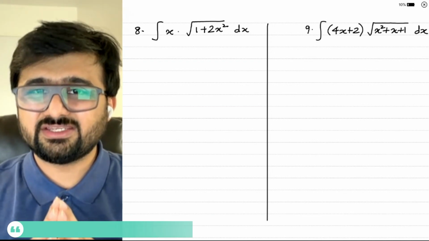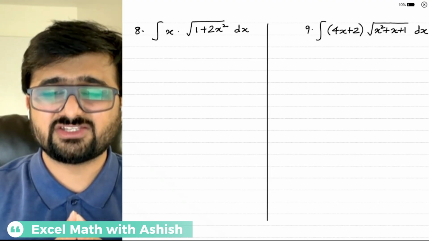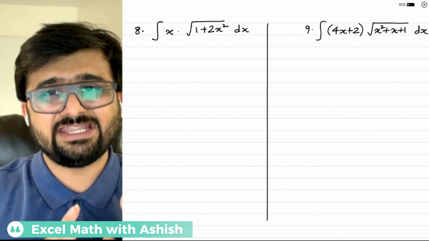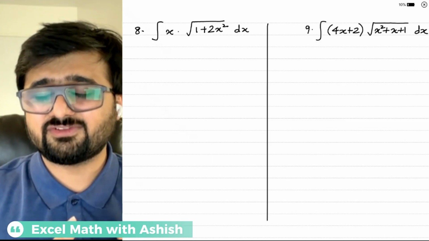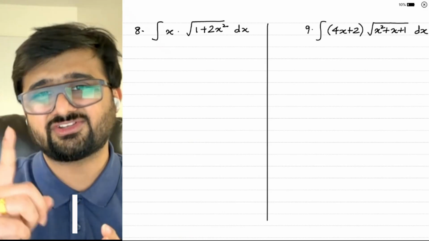In this video, we will continue solving exercise 7.2 from your chapter 2 integration, which is based on the method of substitution. In this video, we will solve question numbers 8 through 13. In the previous video, we already did questions 1 to 7, of which you can see the link on the top right now.